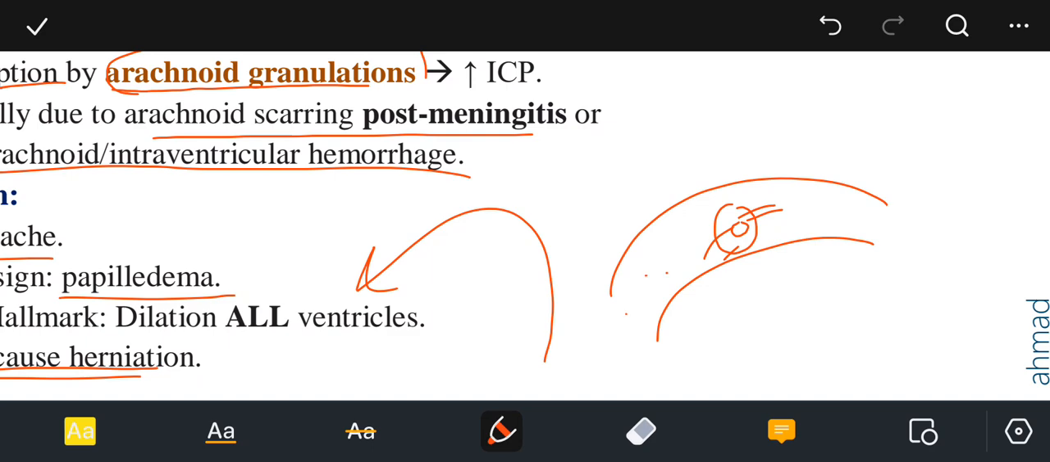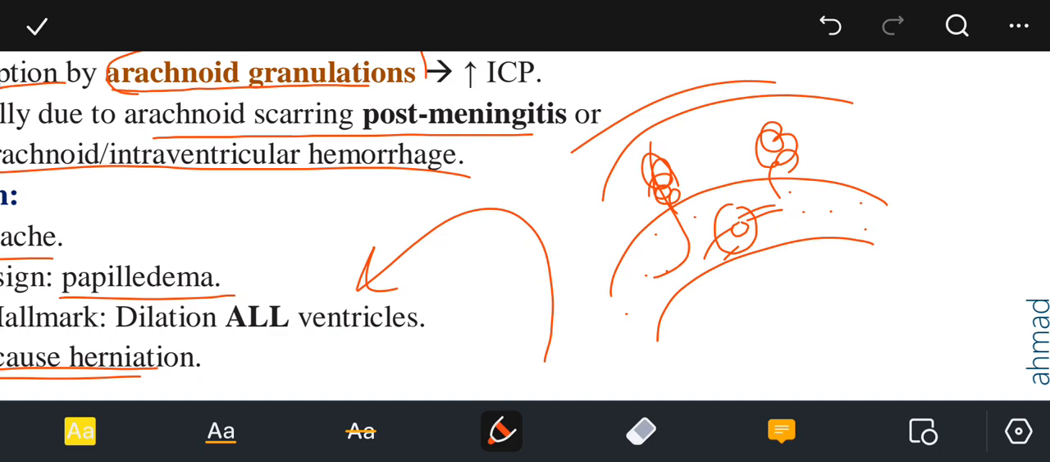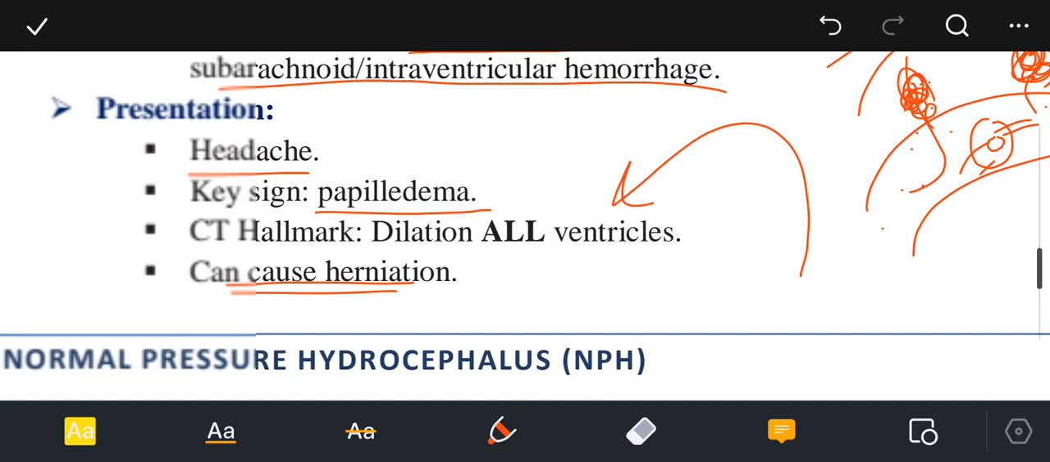Now the blood cells are moving into the subarachnoid space. When these blood cells try to move from the arachnoid granulation into the sagittal sinus, they get trapped in the arachnoid villi. When they are trapped over here, they will block the arachnoid villi, and ultimately there will be communicating hydrocephalus.